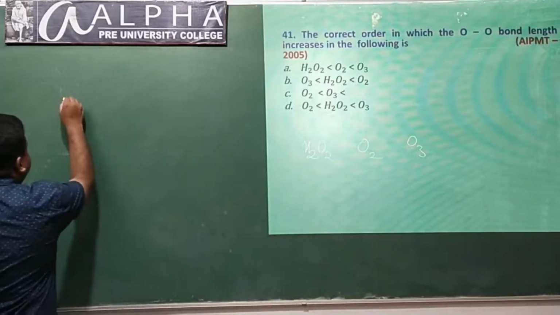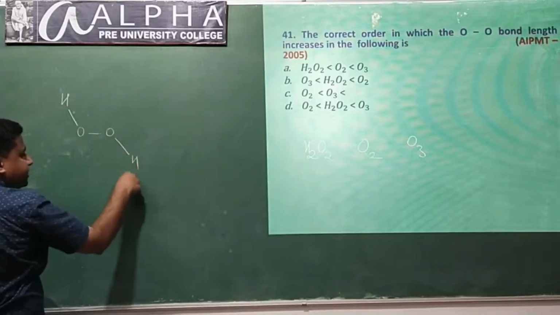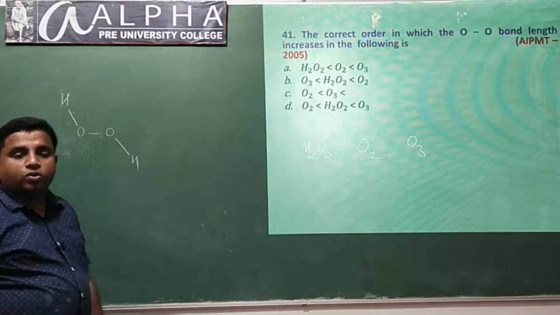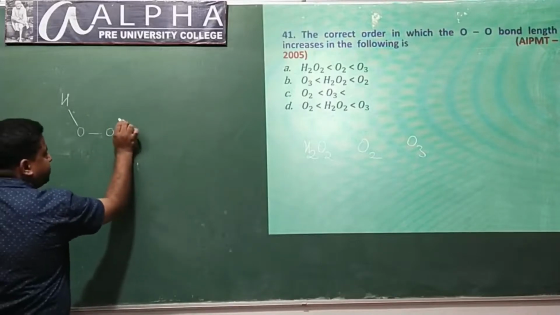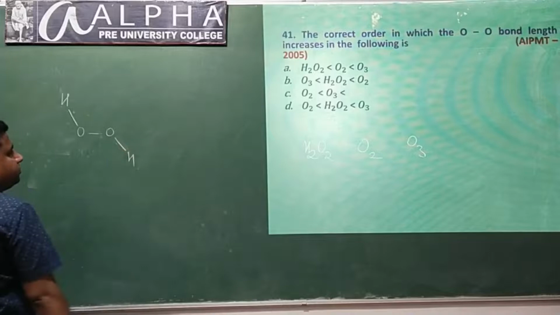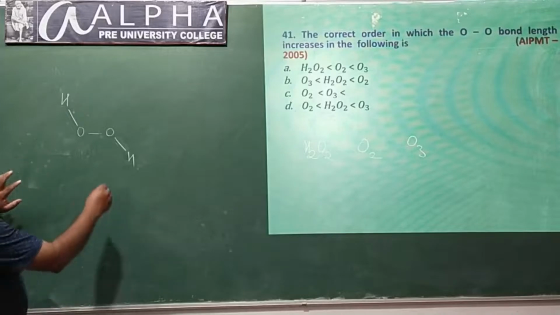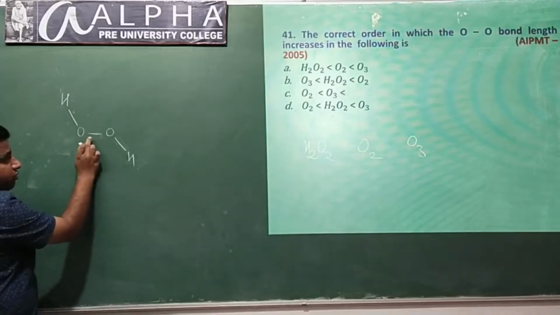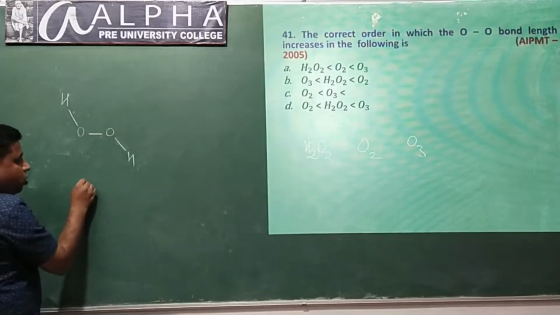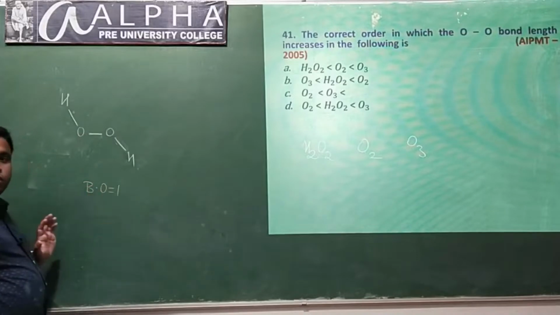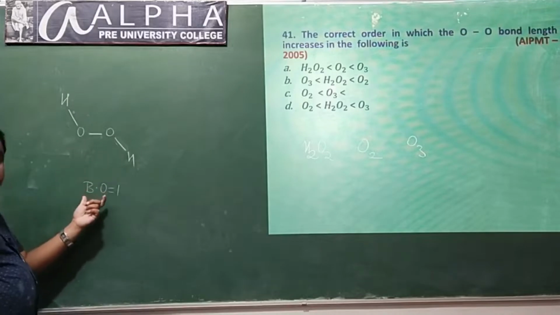See, hydrogen peroxide. I hope you know the structure of hydrogen peroxide. We have studied this in 11th standard itself, in the hydrogen chapter. What is the structure of hydrogen peroxide? It is basically an open book like structure, isn't it? And here you can observe that between the oxygens we have a single bond. Single bond means bond order is how much? For a single bond the bond order is 1. It's purely a single bond.